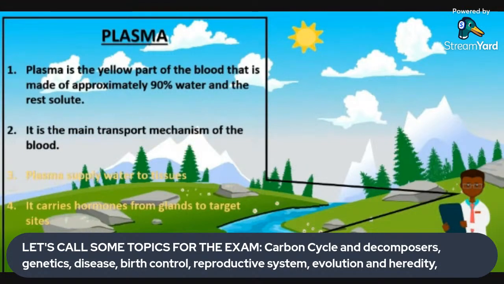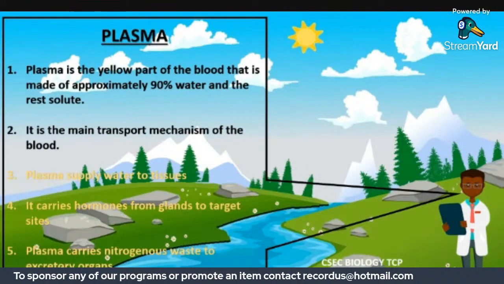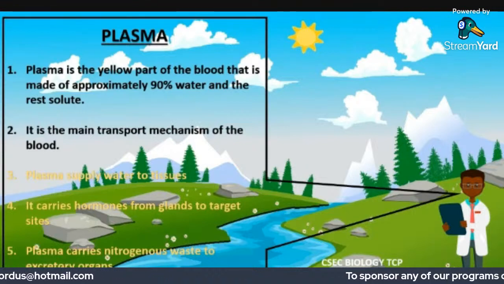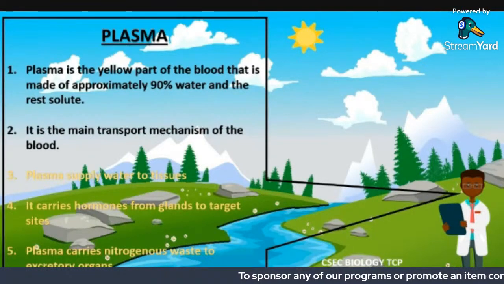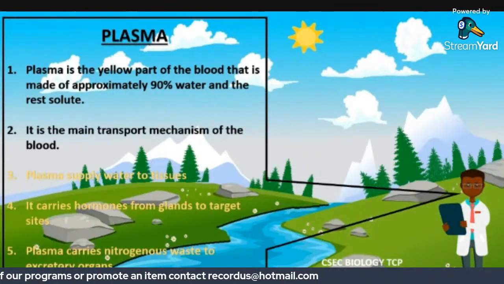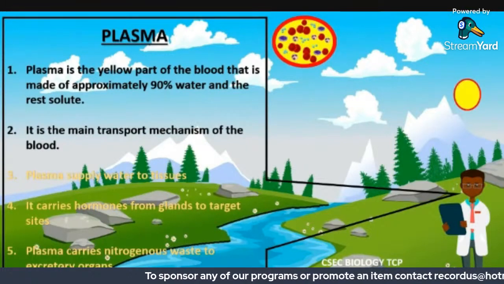Plasma. Plasma is the yellow part of the blood that is made of approximately 90% water and the rest made of solutes, and that's going to be about 10%. It is the main transport mechanism of the blood. Plasma supplies water to the tissues and of course all cells. It carries hormones from gland to target site. Plasma carries nitrogenous waste to excretory organs.